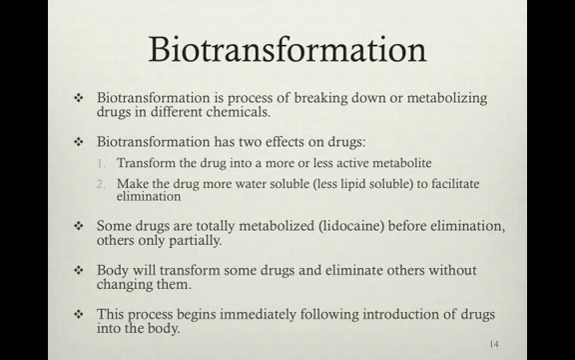Biotransformation. Biotransformation is a process of breaking down or metabolizing drugs into different chemicals. Biotransformation has two effects on drugs. It transforms the drug into a more or less active metabolite, or it transforms the drug into where we have a working product, if you will. That active metabolite would be something that would actually work on the receptor sites.